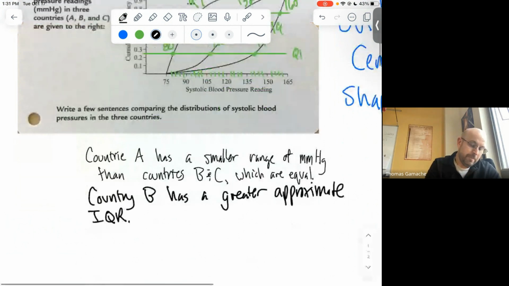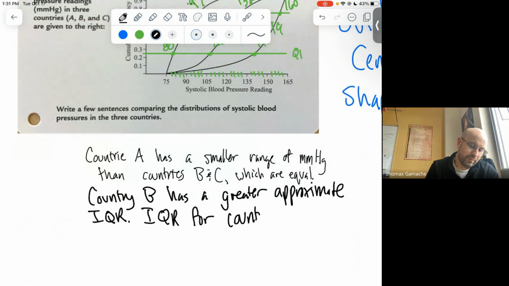So I could say the IQR for countries A and C are approximately equal.